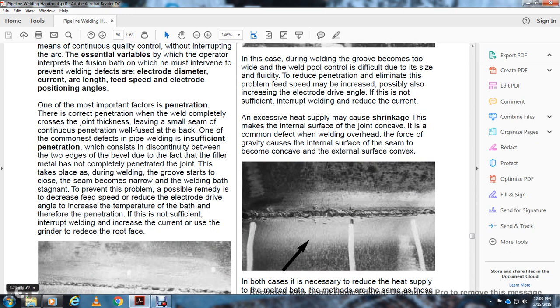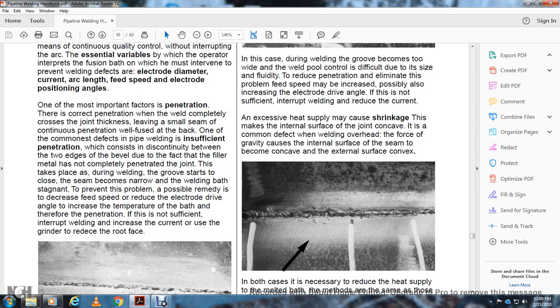One of the most important factors is the correct penetration, which will weld completely across the joint, particularly with the small seam with the continuous preparation. One of the common defects of pipe welding is insufficient penetration, which consists of the discontinuity between the two edges of the bevel, due to the fact that the filler metal does not completely penetrate.